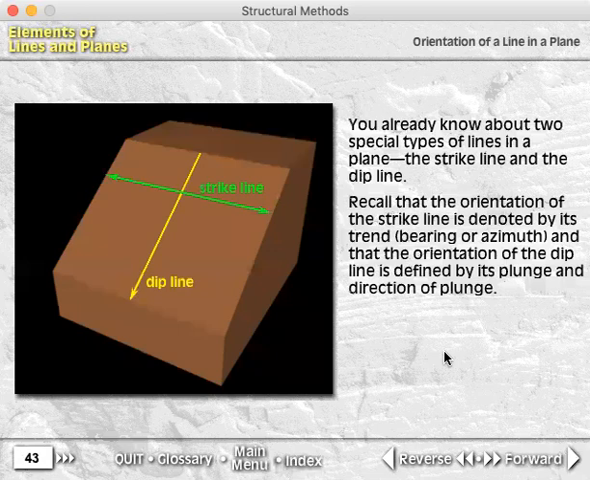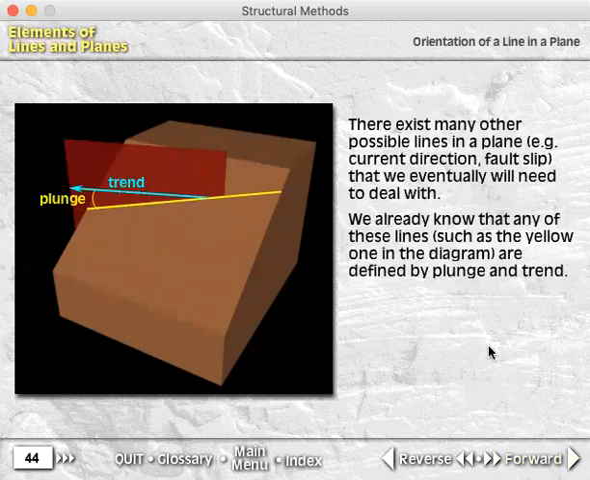You already know about two special types of lines in a plane, the strike line and the dip line. Recall that the orientation of the strike line is denoted by its trend, bearing, or azimuth, and that the orientation of the dip line is defined by its plunge and direction of plunge. There exist many other possible lines in a plane, for example, current direction, fault slip, that we eventually will need to deal with. We already know that any of these lines, such as the one in the diagram, are defined by plunge and trend.